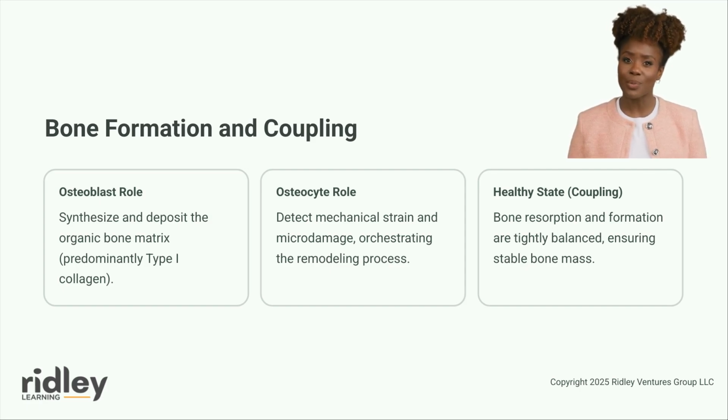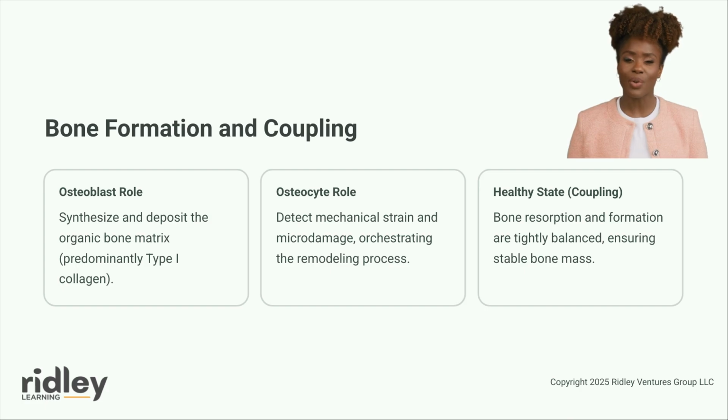Osteocytes represent the most abundant cell type in bone, comprising approximately 90% of all bone cells. They function as mechanosensors that detect mechanical strain and microdamage within the skeletal structure. These cells reside within lacunae and extend dendritic processes through canaliculi, forming an extensive intercellular network that enables communication with other osteocytes, bone-lining cells, and cells on the bone surface.